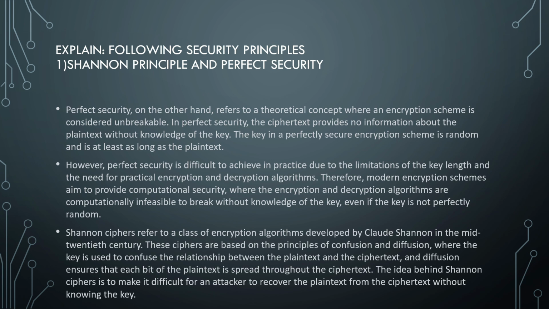Its answer is: perfect security refers to a theoretical concept where an encryption scheme is considered unbreakable. In perfect security, the ciphertext provides no information about the plaintext without knowledge of the key. The key is perfectly secure. The encryption system key is random and is at least as long as the plaintext.